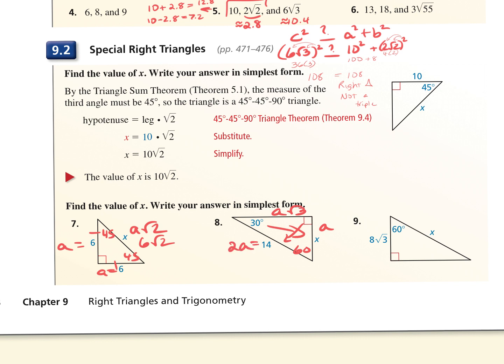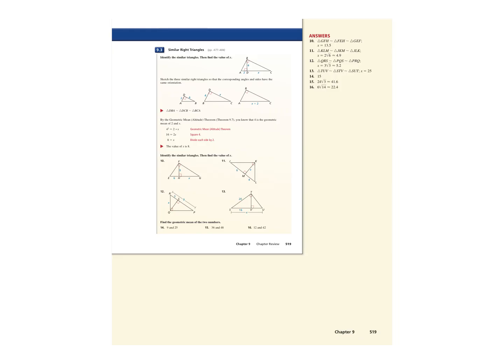So in order to find A, I need to solve this equation. So I'm going to divide it by 2, and A equals 7. So X equals 7, and if they had asked you for this side as well, it would be just 7 square root 3. So be able to recreate your special right triangles and find missing side lengths, leaving it in radical form. So that was 9-2.